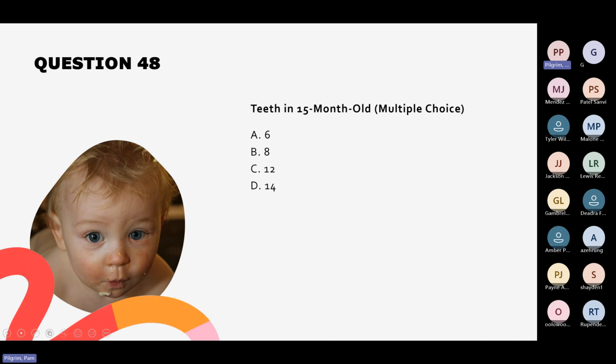So teeth in a 15-month-old. How many teeth should a 15-month-old have? And then bonus points if you put in the formula that you're supposed to use for that. The answer is C. They should have about 12 teeth.